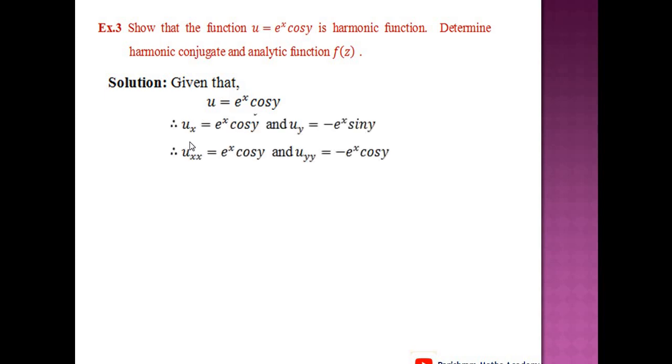For this, first we can find ux, derivative of u with respect to x nothing but e raised to x into cos y. Again differentiating, uxx equal to e raised to x into cos y. Derivative of u with respect to y, derivative of cos of y is minus sin of y, therefore uy equal to minus e raised to x into sin y. Again by differentiating, derivative of sin y is cos y, that is uyy equal to minus e raised to x into cos y.